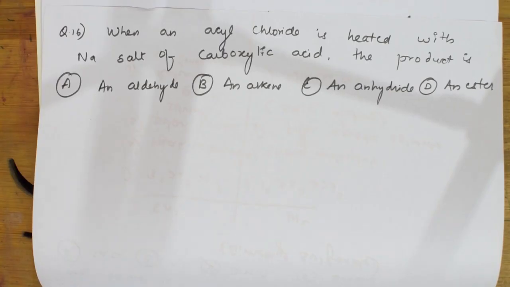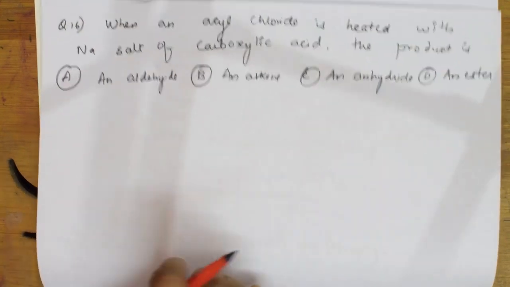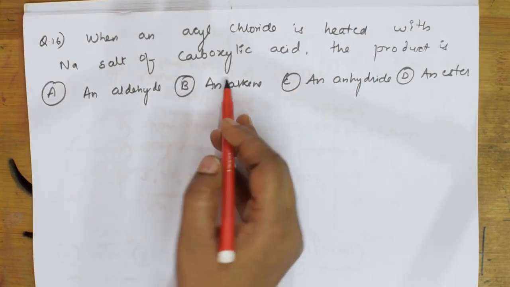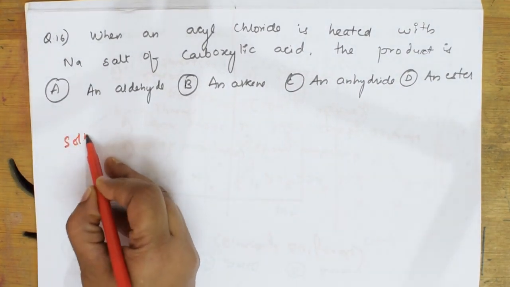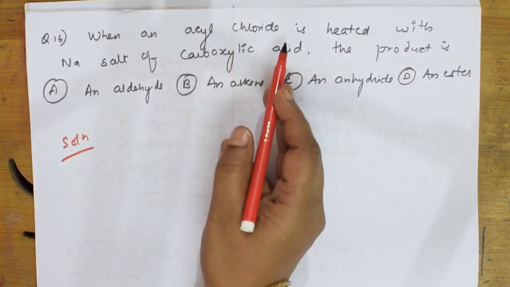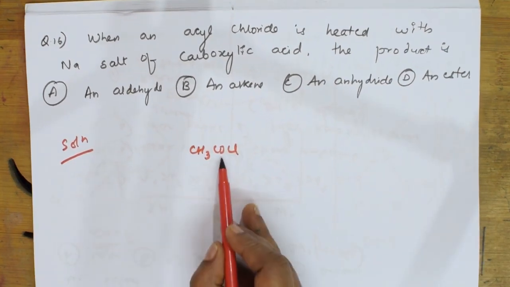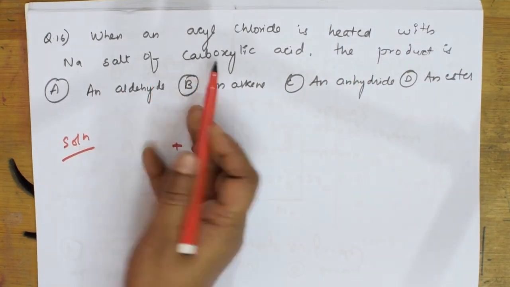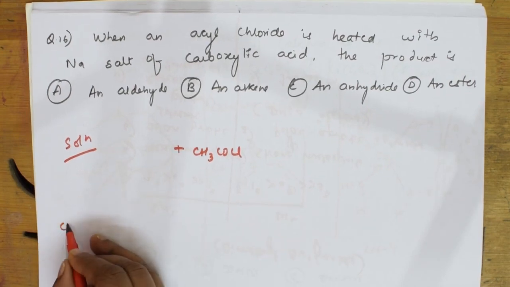Now after the haloalkanes, haloarenes chapter, let's see this question. Here what did they give us? They said when acyl chloride is heated with sodium salt of carboxylic acid, the product formed is. First let us write the reaction, then we'll understand. What is acyl chloride? CH3COCl. This is the acyl group. Now what did they say? It is heated with sodium salt of carboxylic acid. So basically the carboxylic acid is your acetic acid.